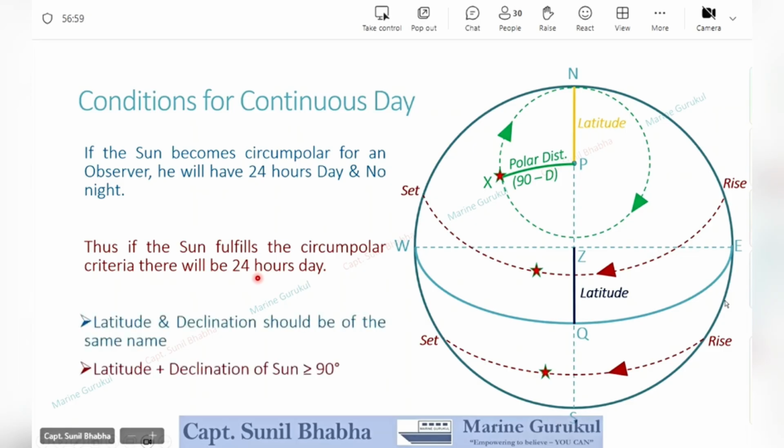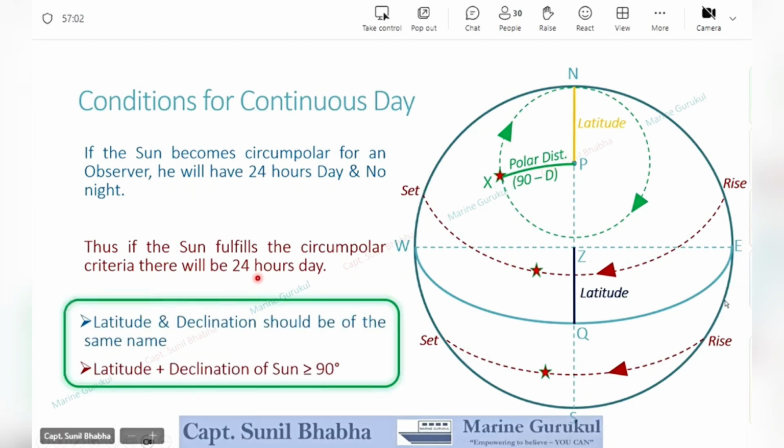So in case the conditions for continuous day are asked to us in the question, they will be the same as the conditions for circumpolar bodies, that is, the latitude of the observer and the declination of the sun should be of the same names, and the latitude of the observer plus the declination of the sun should be greater than or equal to 90 degrees for the sun to be circumpolar, resulting in a 24 hours day or a continuous day and no night at that particular latitude.